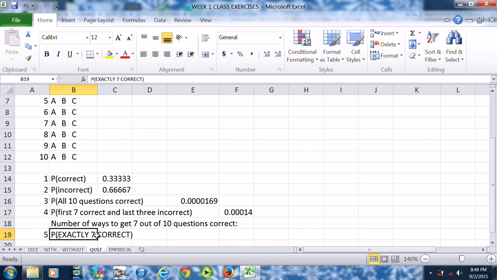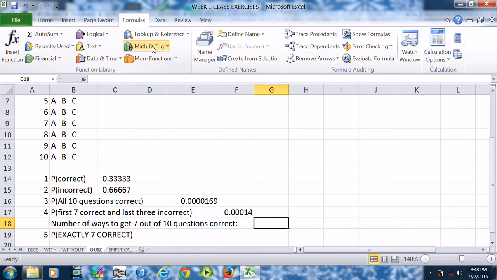Now, if we want to find the probability of exactly 7 correct, we first need to know the number of ways to get 7 out of 10 questions correct, because we could have the first 7 questions correct, or the last 7 questions correct, or any combination of these ways to get just 7 out of 10 questions correct. Notice I said a combination. This is a combination problem. From the 10 questions, we need to choose 7 of them to be correct. So we're doing a COMBIN.